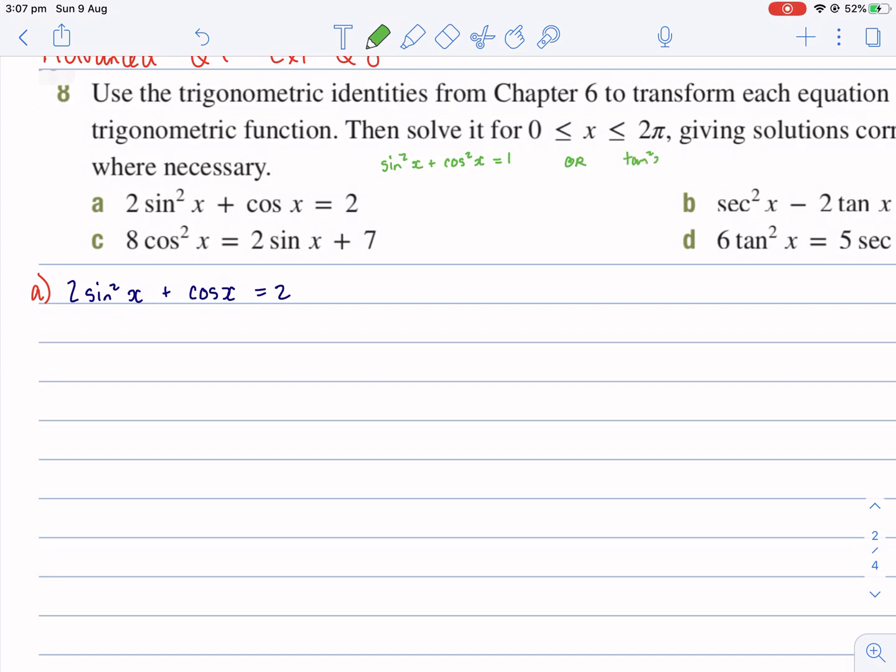tan squared plus 1 equals sec squared. If we rearrange the first one, that means sine squared x is 1 minus cos squared x, or the other way around, cos squared x is 1 minus sine squared x. Here, if we wanted this the other way around, we'd have tan squared x equals sec squared x minus 1.